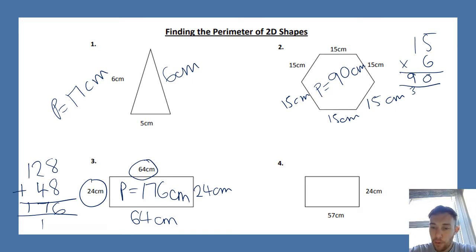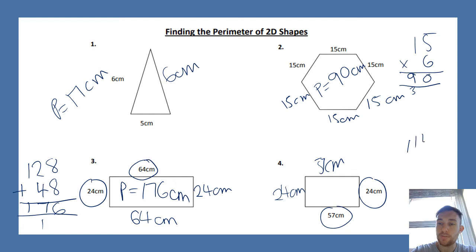Okay. Question 4, I can see again I've got two different numbers, so it's a type of rectangle. So I'm looking for the opposite sides again. If this is 57 centimeters, this must be 57 centimeters. And then if this is 24 centimeters, then this side must be 24 centimeters. Now I need to find the perimeter, so I need to work out the boundary of the shape. So 57 plus 57 is 114. And 24 plus 24 again is 48.